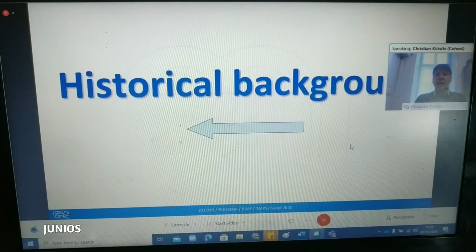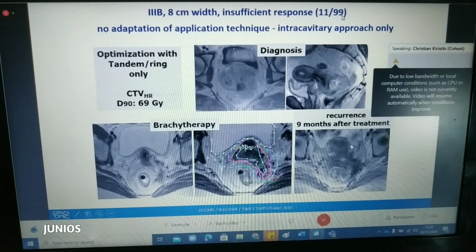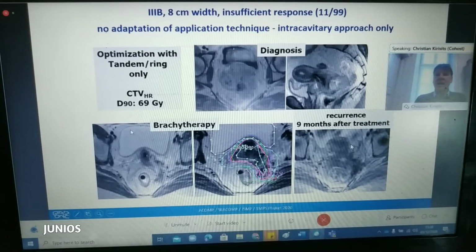So this image is still one of my most important images because it shows what happened, and this is now 20 years ago in November 1999, where we already had an MRI available, and we saw on this MRI a huge tumor at time of diagnosis and also at time of brachytherapy after external beam, still a very, very big infiltration into the parametrium.